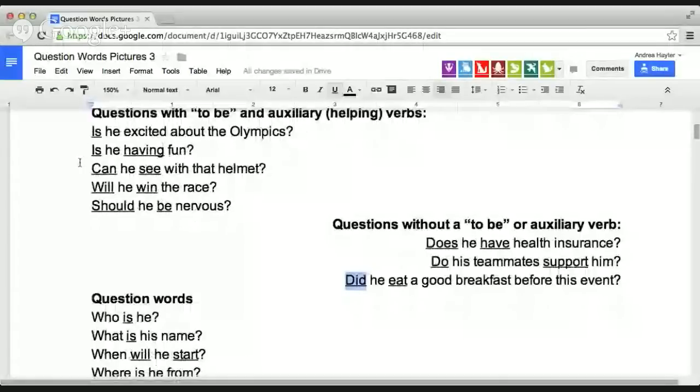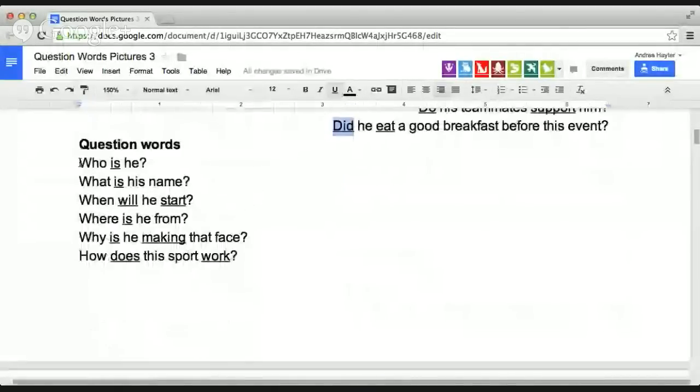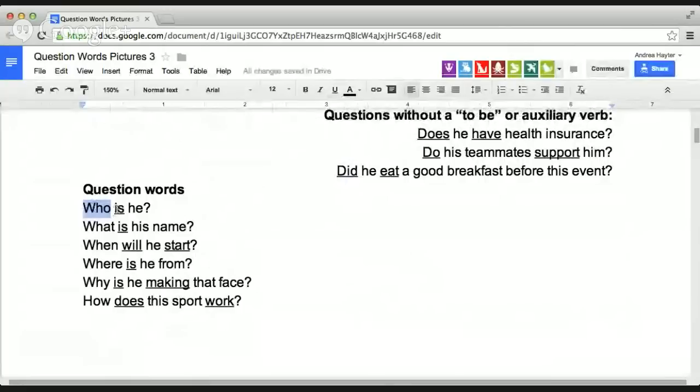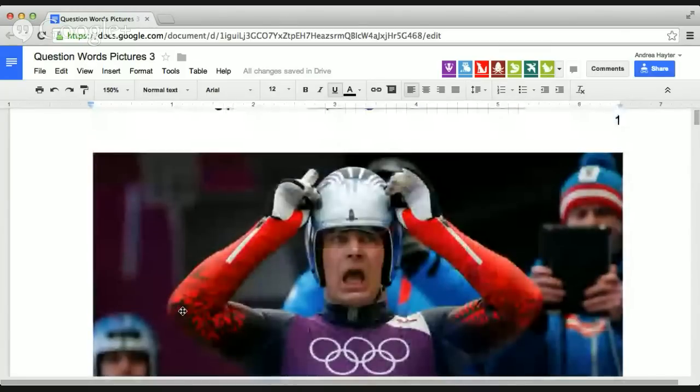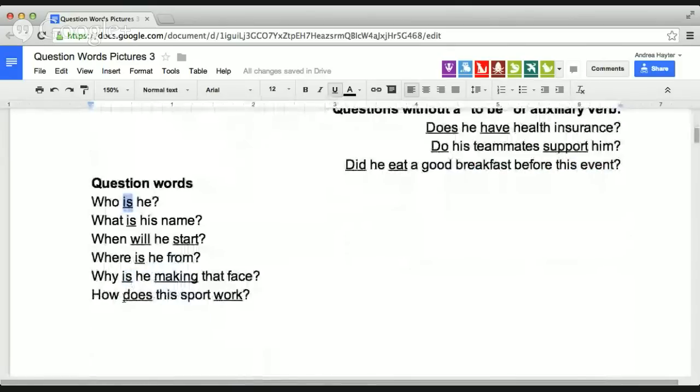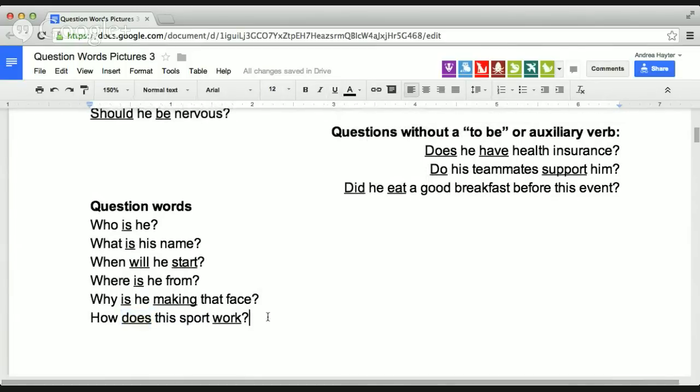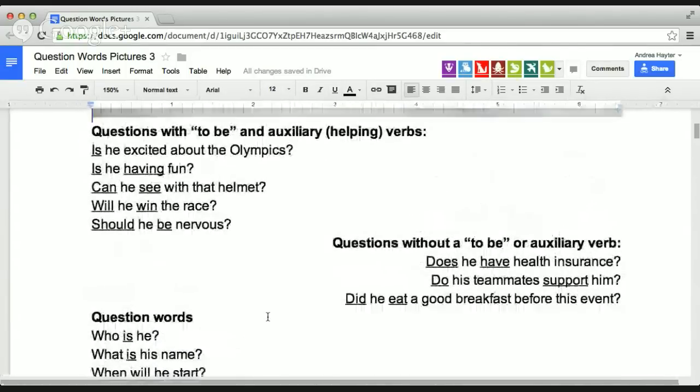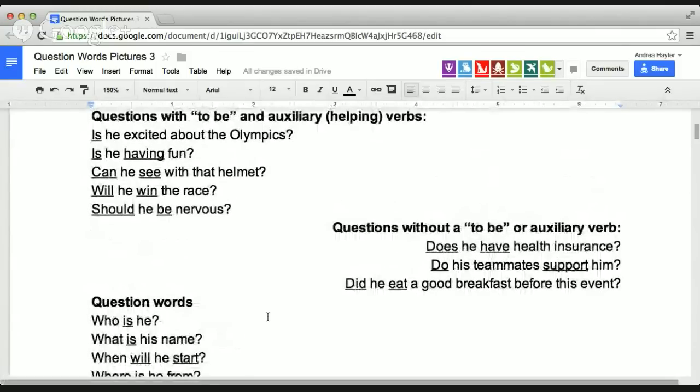Your question words: who, what, where, when, why, and how. You have your question word first, and then your verb. Who is he? What is his name? When will he start? Where is he from? Why is he making that face? He has a really strange face. It's a very strange expression on his face in this picture. And how does this sport work? So you have is or an auxiliary verb, will or does. How does this sport work? Do you guys have any questions about using these question structures before we practice?